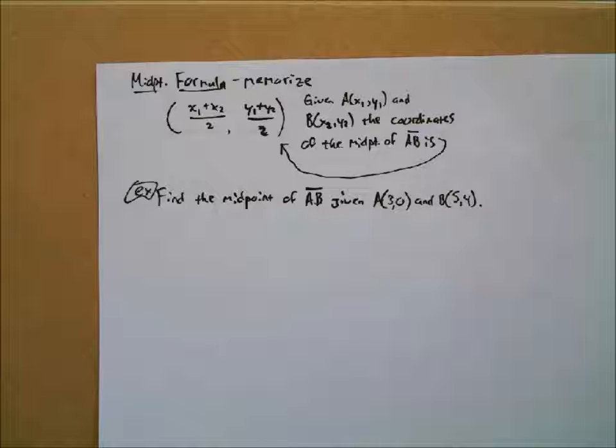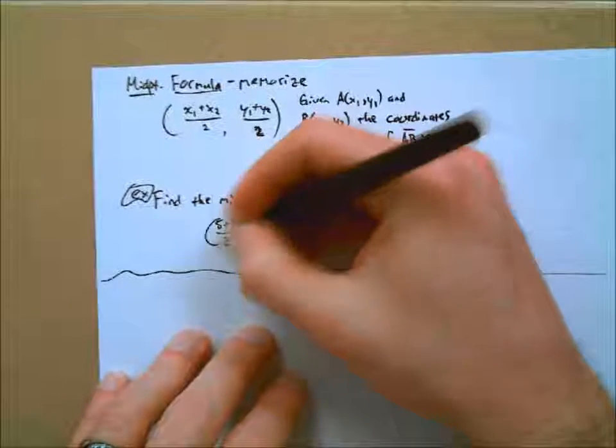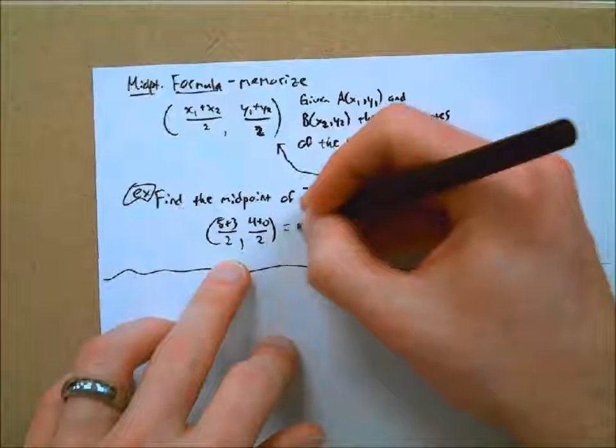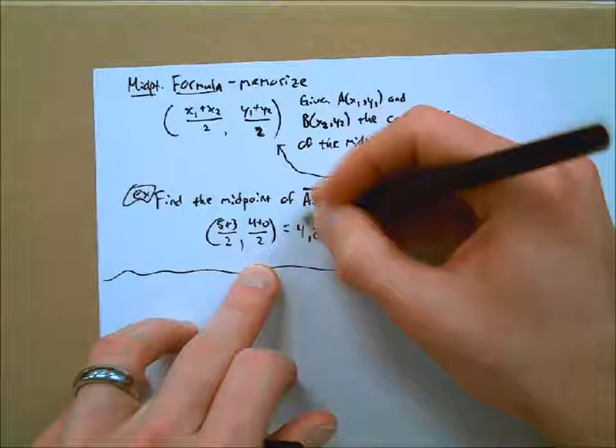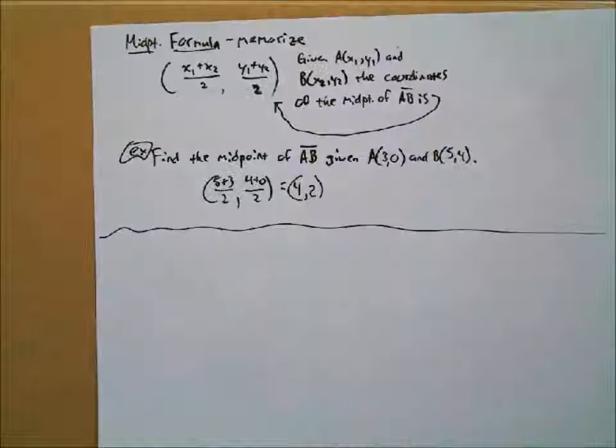So anyway, all right, volunteer for this. Someone want to give an answer? All right, go ahead, Megan. (4, 2) is right. Okay, yeah. So (5 + 3) over 2, (4 + 0) over 2. So that's 8 over 2 is 4, and 4 over 2 is 2. And so that's the coordinate for the midpoint there. All right. Questions on any of that?